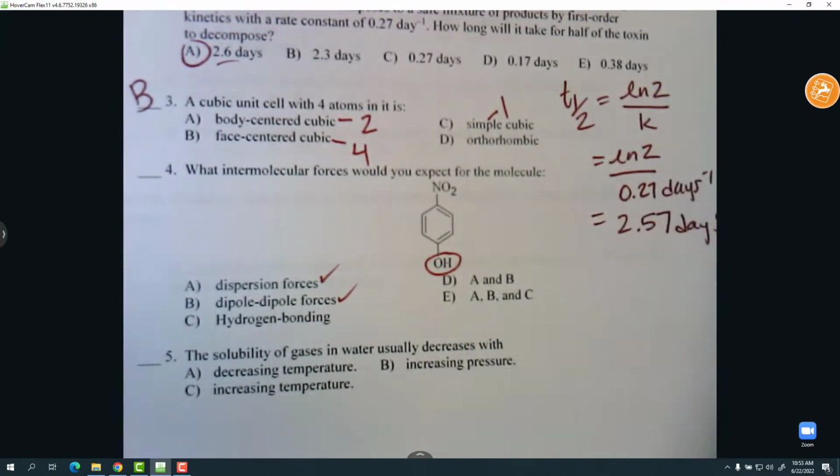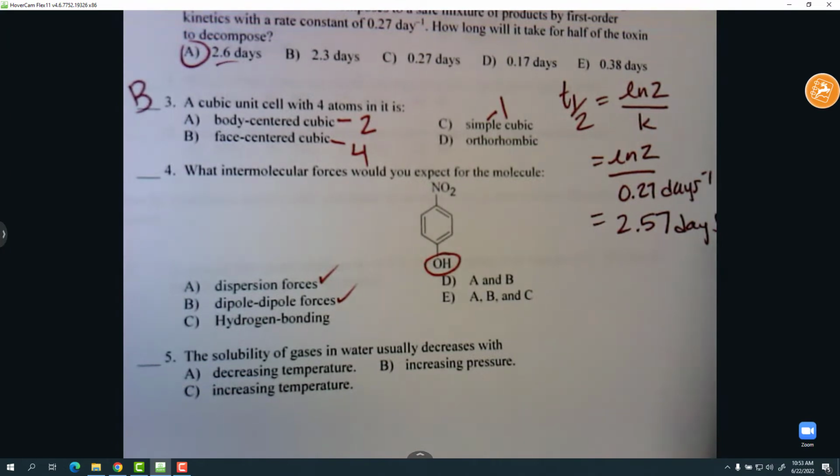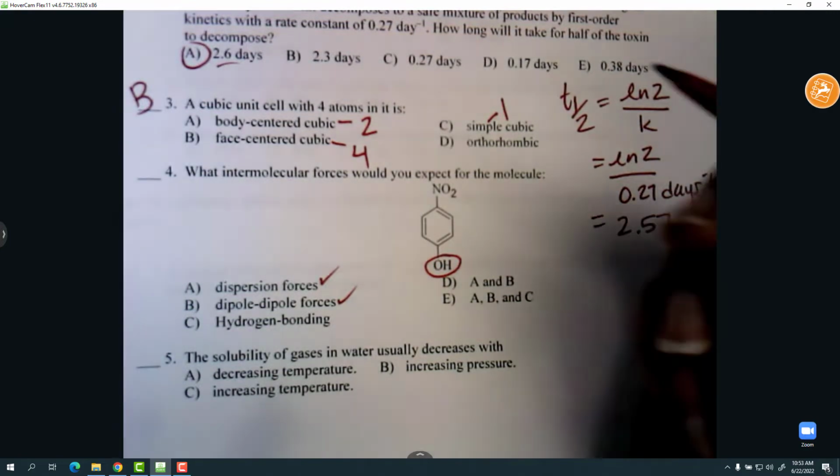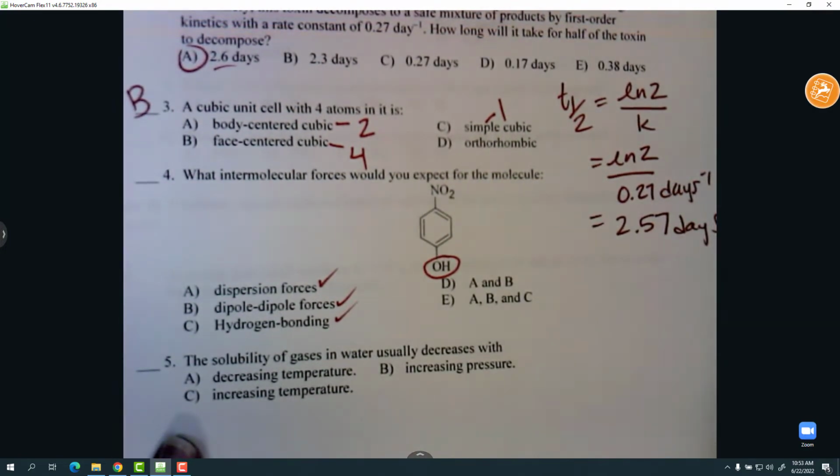And a hydrogen directly bonded to a nitrogen. Sorry, hydrogen. Yes, directly bonded to nitrogen, oxygen, or fluorine right there. And so it would have hydrogen bonding as well. So I want to pick E.